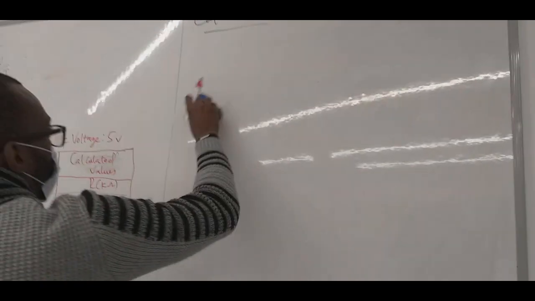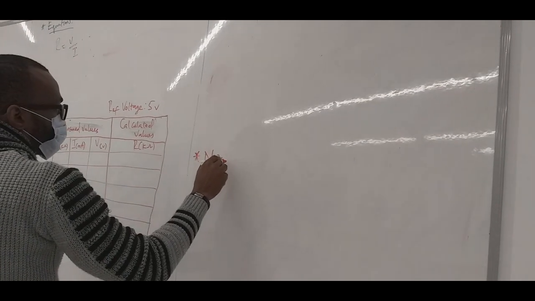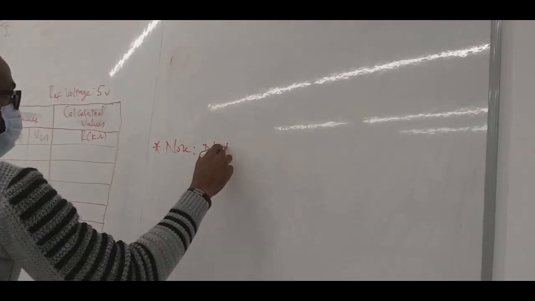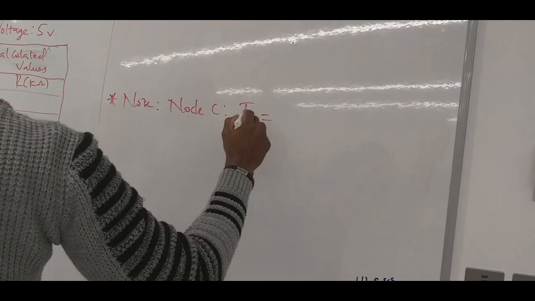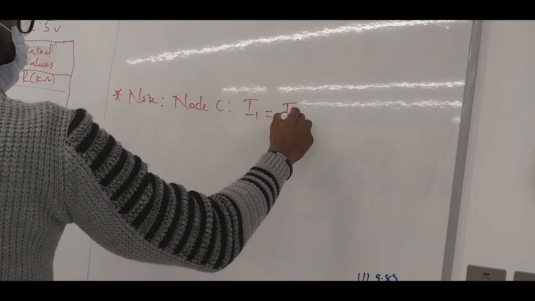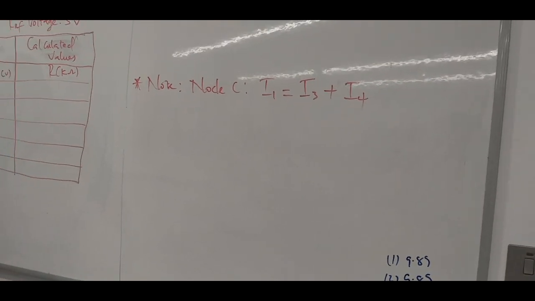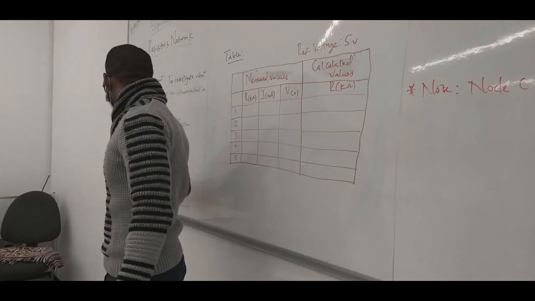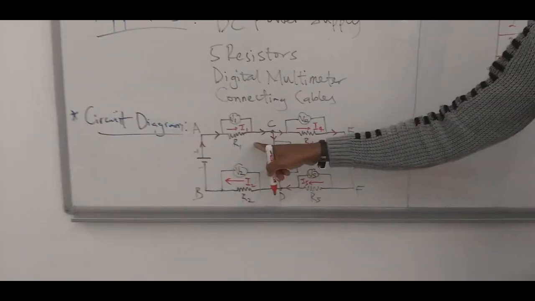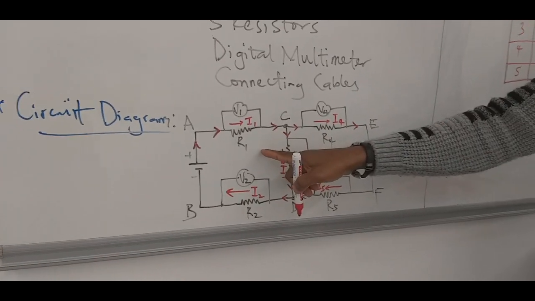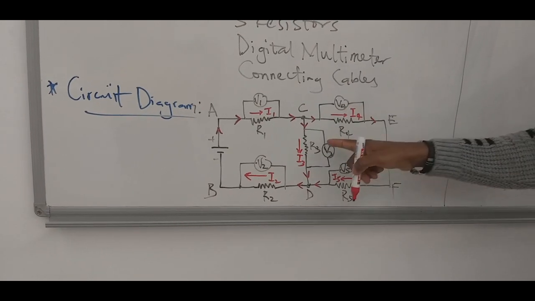We need to read. Let's make it down here. And note C. We have what? I1 is equal to the summation of I3 plus I4, right? For here, note C. The summation of these 2 will give you this one, because the current that flows in here will be split. Some comes in here, some comes in here.